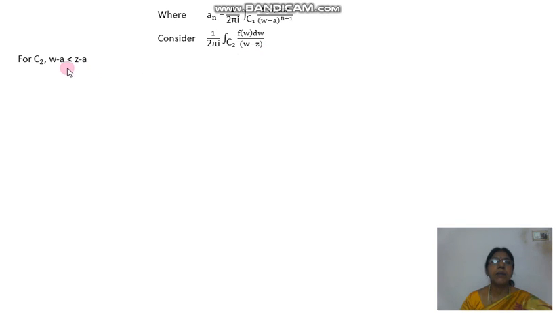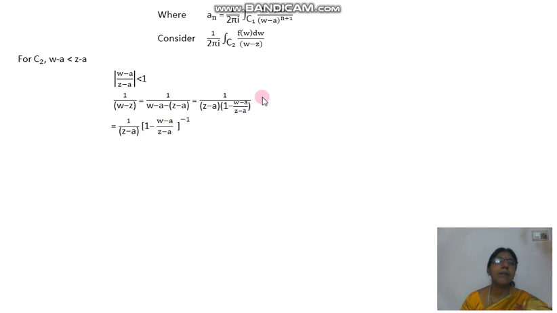Okay, for c2, w minus a less than z minus a, that is, w minus a by z minus a less than 1. That means it is like x less than 1. Now take 1 by w minus z is equal to 1 by w minus a minus z minus a. Taking z minus a as common, that is 1 minus w minus a by z minus a. It can be written as 1 by z minus a, kept as it is, times 1 minus w minus a by z minus a, inverse. But w minus a by z minus a is less than 1, so expand the series.